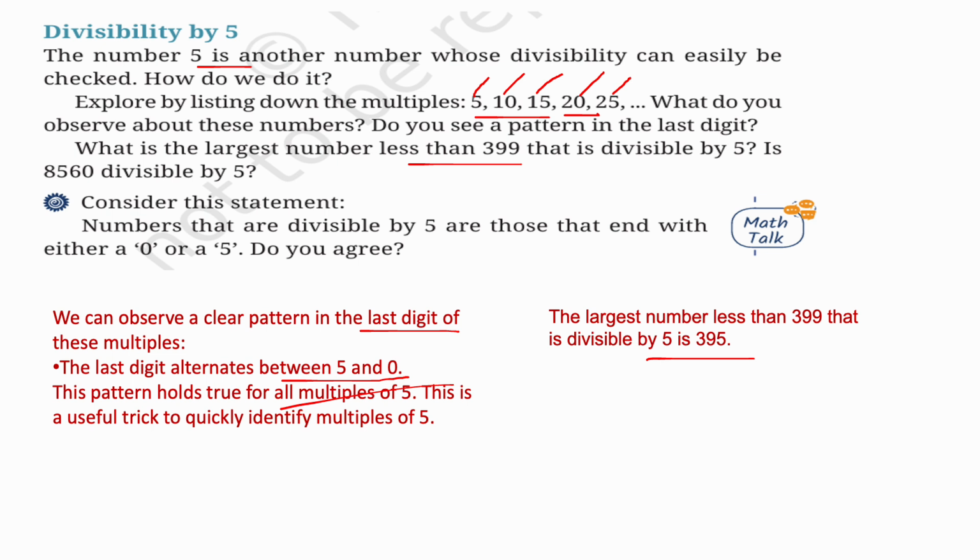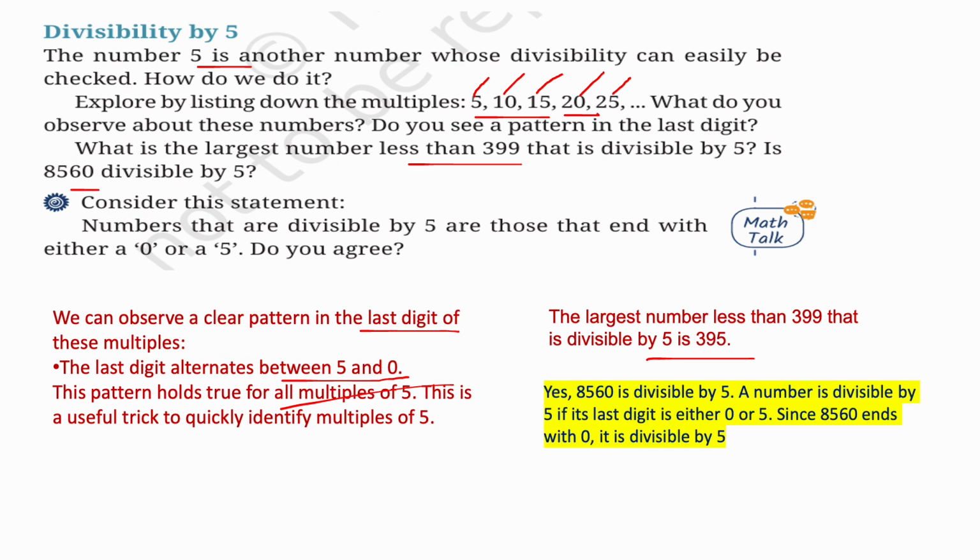Is 8560 divisible by 5? Yes, 8560 is divisible by 5. A number is divisible by 5 if its last digit is either 0 or 5. Since 8560 ends with a 0, it is divisible by 5. Consider this statement. Numbers that are divisible by 5 are those that end with either a 0 or a 5.